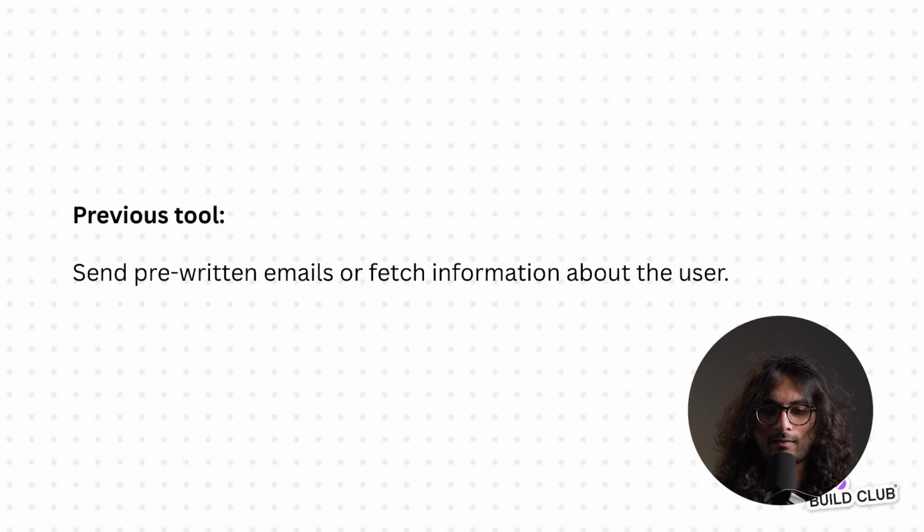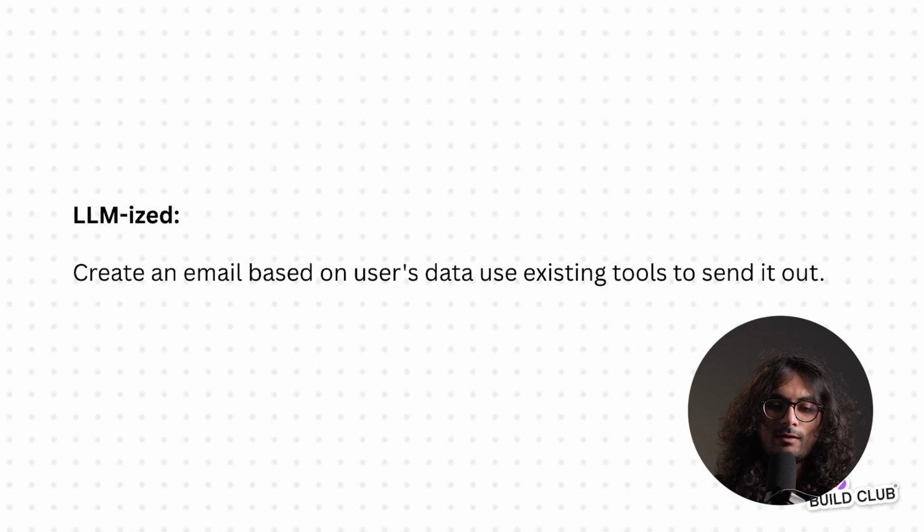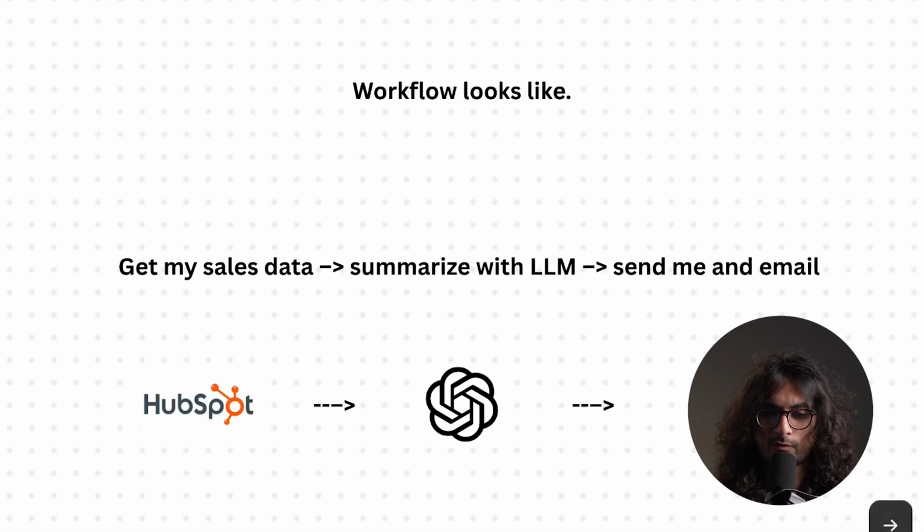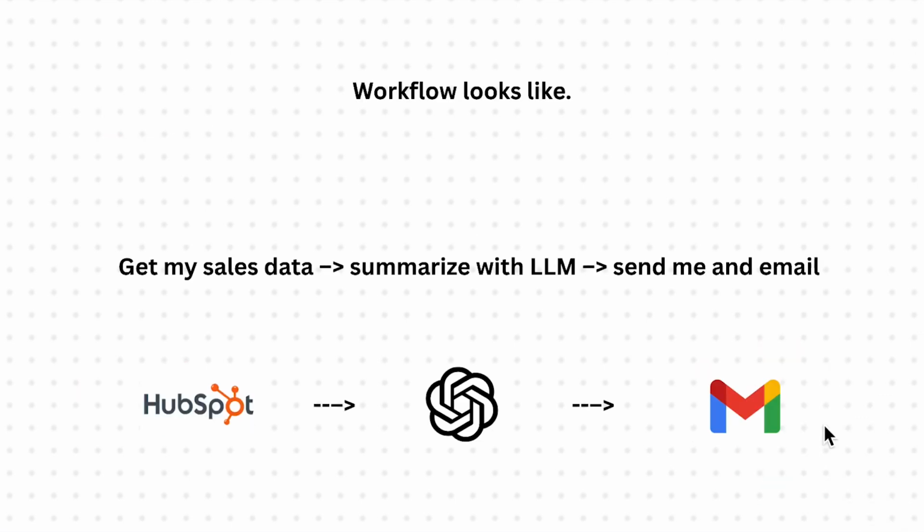So what if you put an LLM in between, right? So create an email based on users' existing data. It could be anywhere. It could be stored in a database or anywhere from a website or something like that, and send it out. So the tools that came to prominence were Make, Gumloop, Lindy, N8N. There's so many right now that help you create these AI workflows, right? So this is what an AI workflow looks like. It has access to a lot of services and its tools.